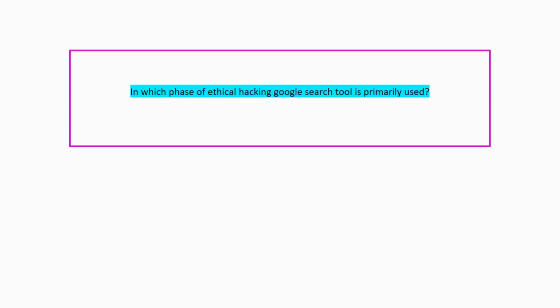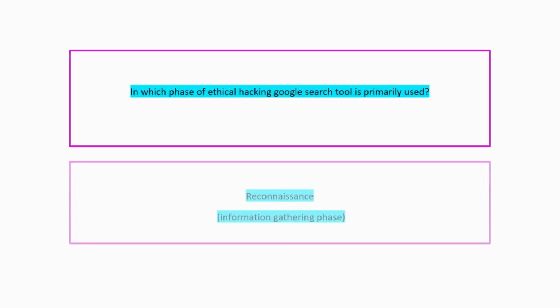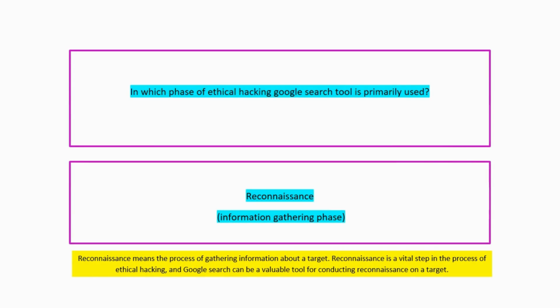Next question, in which phase of ethical hacking is the Google search tool primarily used? We already discussed this. It is reconnaissance. Reconnaissance is the process of gathering information about a target. So Google is widely used during this particular process.